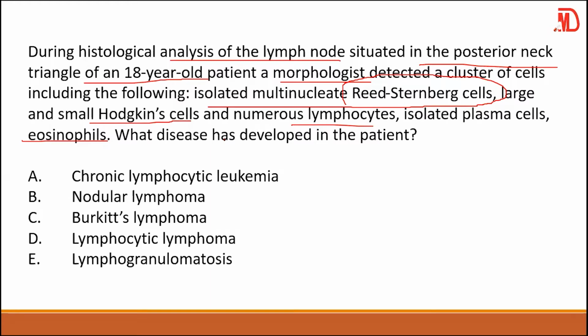For example, when we talk about rhinoscleroma, you know what to look out for. That's the Mikulicz cells, if you can remember. When we talk about syphilis, you are thinking of the Gumma cells. We talk about all of these things. And again, when you talk about Reed-Sternberg cells or Hodgkin cells, we are definitely looking out for what? Lymphogranulomatosis. So for those of you who don't know much about these granulomatous cells, please do well to watch our videos on pathomorphology. You will see all of them there. All right. So here, your answer is E.